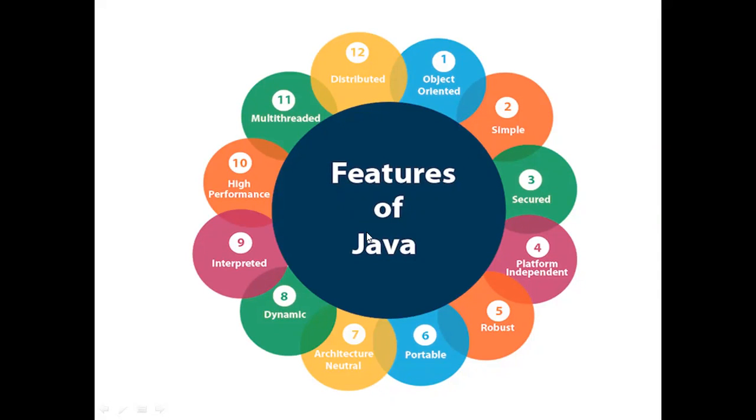Today's topic is features of Java. As I mentioned, Java is an object-oriented programming language. It has multiple features like object-oriented, simple, secure, platform-independent, dynamic, multi-threaded, distributed application. So these are different types of features in Java. Let us see one by one in detail.